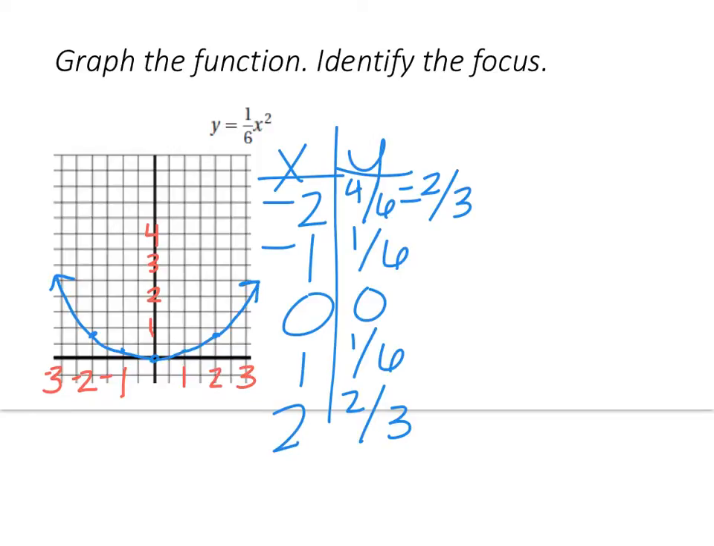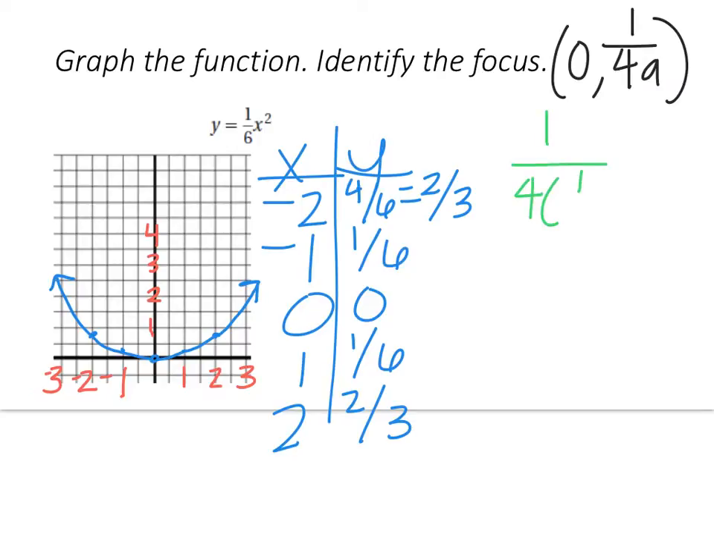It's time to find the focus. The focus equation, again, I'm writing it again so I have it memorized. It's just easier that way. So I'm going to plug these guys in. 1 over 4 times 1/6. This one's going to get a little tricky. So I'm going to go ahead and multiply this stuff out. It becomes 1 over 4/6, which reduces to 1 over 2/3.